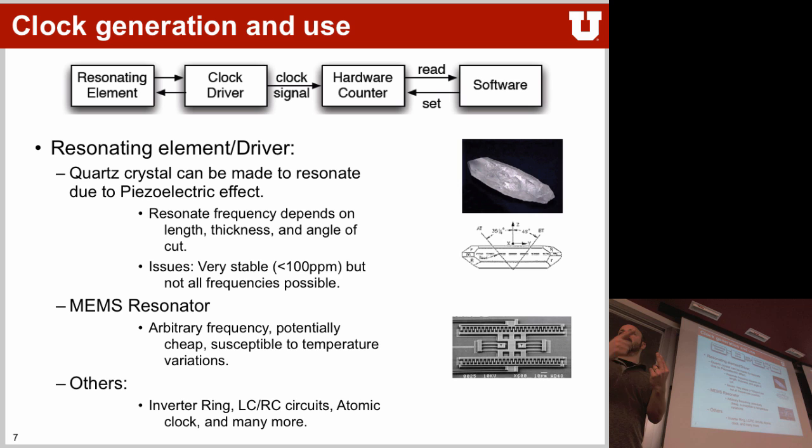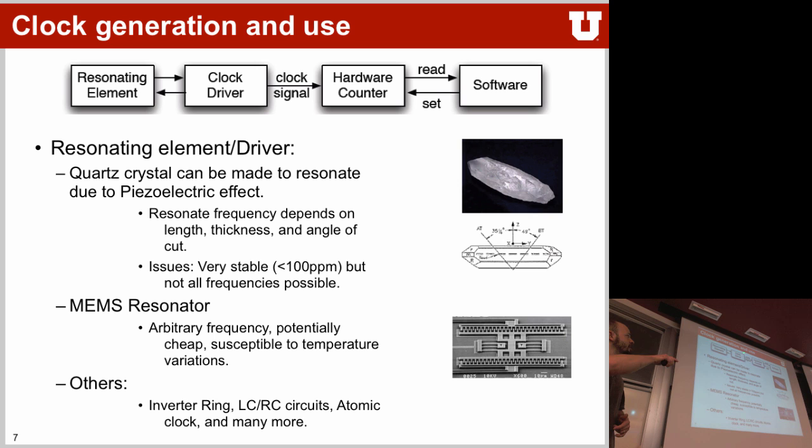And LC, RC circuits, atomic clocks, and there are a lot more different oscillating sources out there. You then need some sort of a clock driver. That's a device that's actually driving and making sure that your resonating element keeps resonating, right? We don't have any perpetual mobiles, so you have to invest some energy into this resonating element to make sure that it keeps resonating. From there, you get a clock signal.